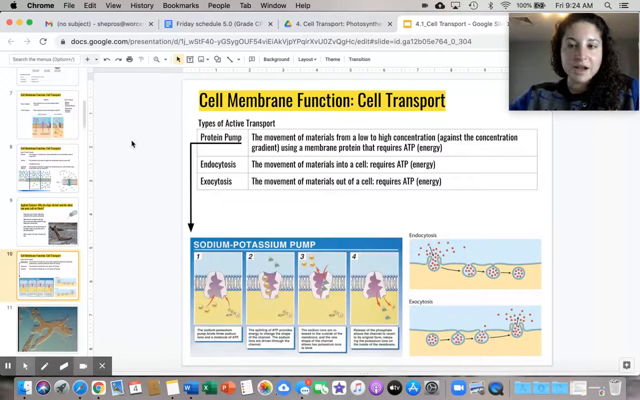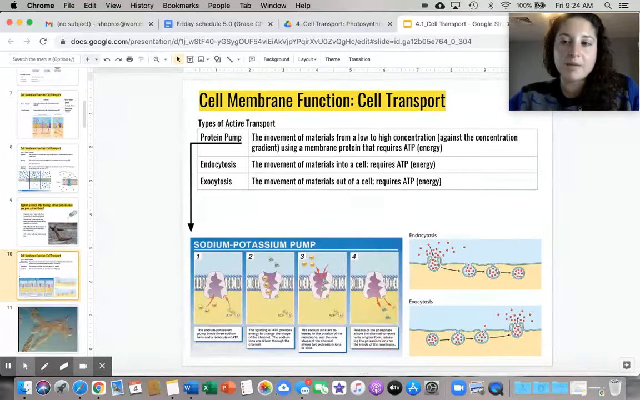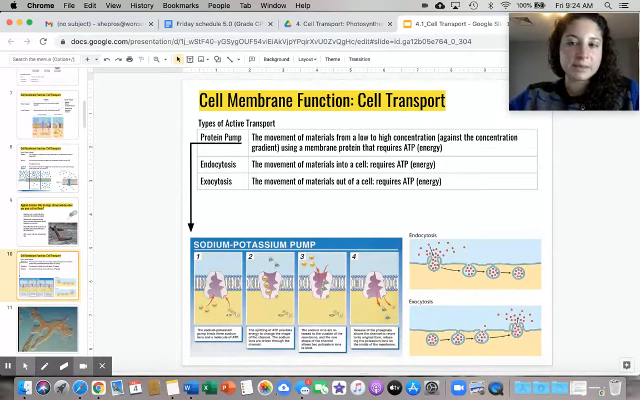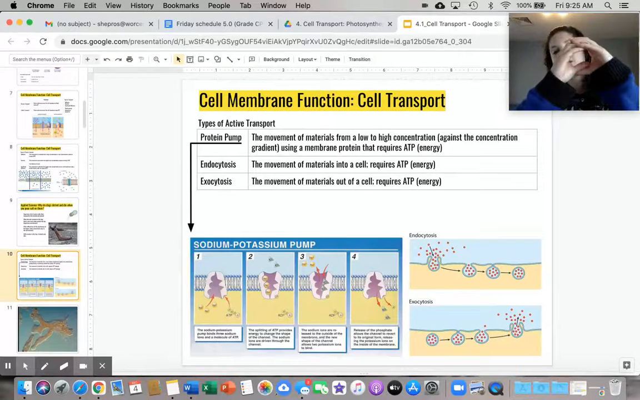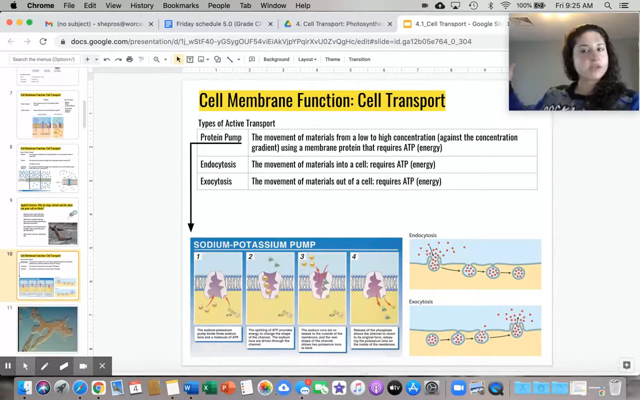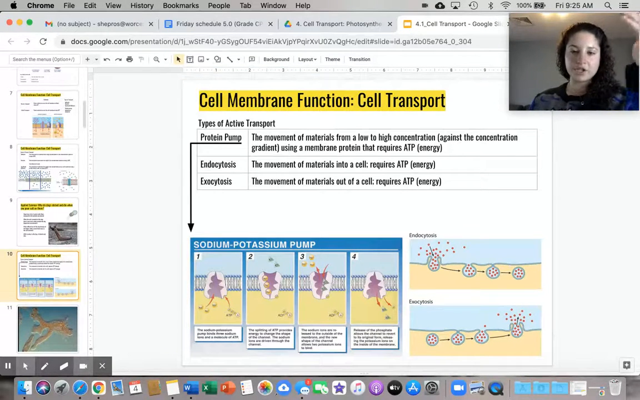All right, so let's talk about active transport. There's three types: the protein pump, endocytosis, and exocytosis. The protein pump is going to look very similar to facilitated diffusion. With a protein pump, usually what's happening is you are dealing with more than one molecule at a time for that specific protein pump. Also, instead of moving with the concentration gradient, where we have that highly concentrated area of molecules that want to spread out, which is what naturally happens, we are pumping molecules against the concentration gradient.